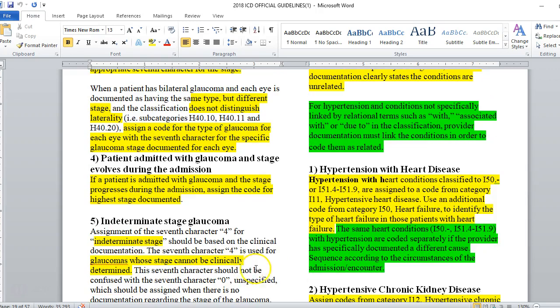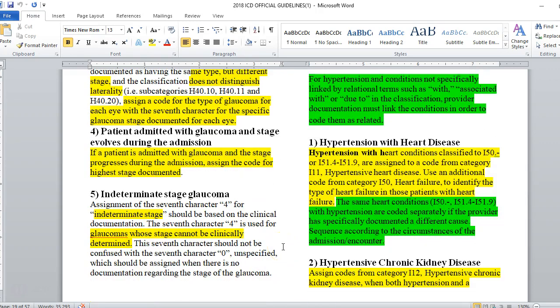Now, again, if a patient is admitted with glaucoma and the stage progresses during that admission, assign the code for the highest stage documented. So if the patient goes from stage 2 to stage 3, we only code stage 3 because that is where they ended up at the end of that admission.